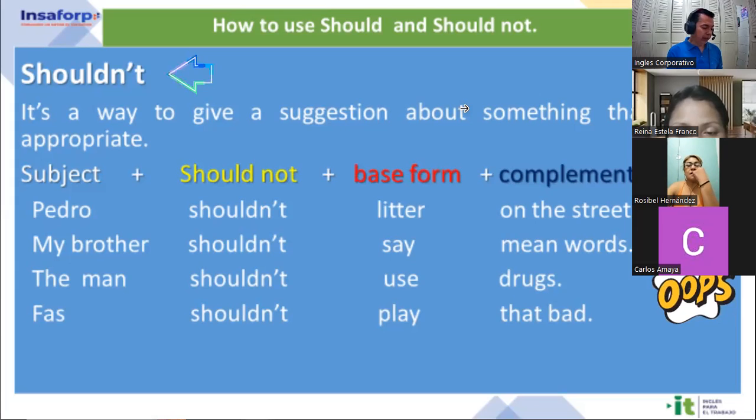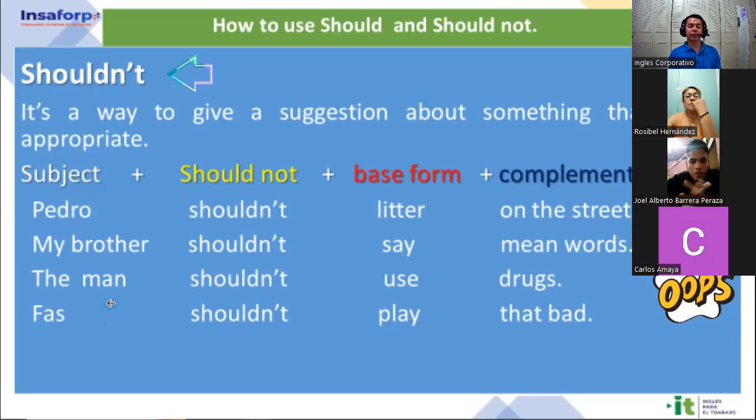Okay. Now we'll have some students repeat the four sentences. Joel, can you help me with the four sentences? Read them, please, starting with Pedro. No, listen, listen. Sorry, Joel. Shouldn't. Shouldn't. Okay, that's it. Should. Should. Shouldn't. Shouldn't. Excellent.